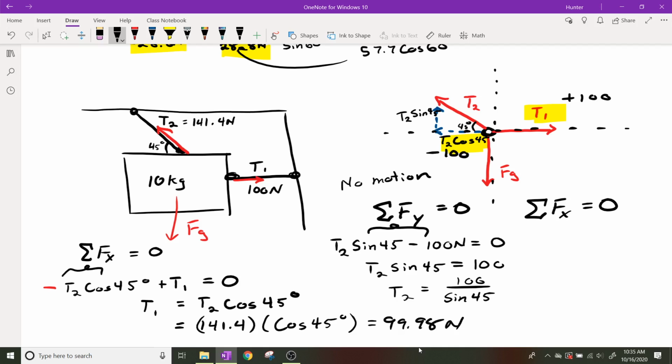On the top, let's see here. Vertically, we have minus 100 for Fg, and T2 sine 45 is plus 100. And that actually makes a lot of sense because this is a 45-degree angle, which means the vertical and the horizontal component are equal to each other. So if we got 100 for one, then we're going to get 100 for the other one because the sine of 45 and the cosine of 45 are the same thing. It's crazy. That's because they're complements of each other. But it checks out.